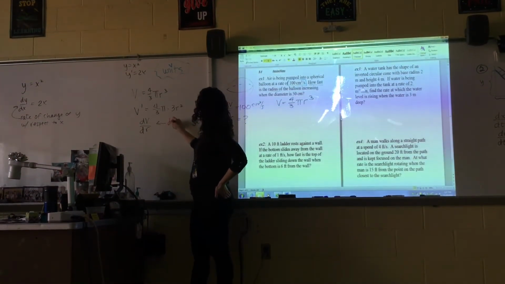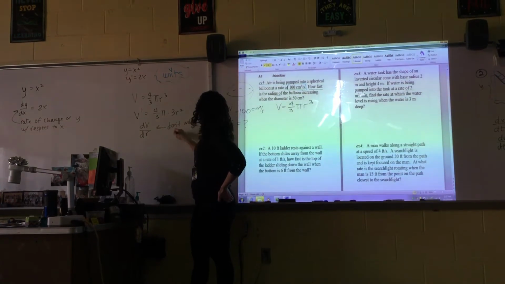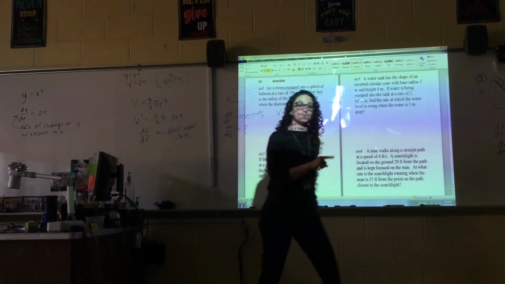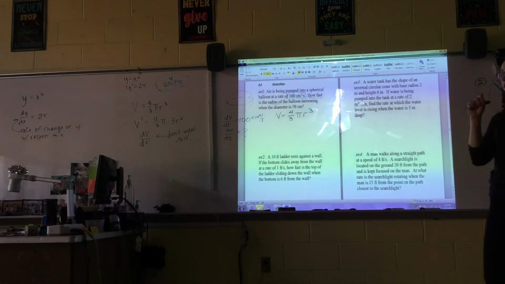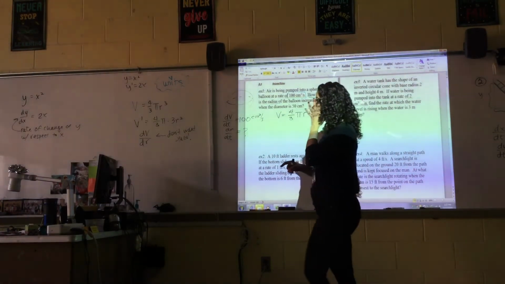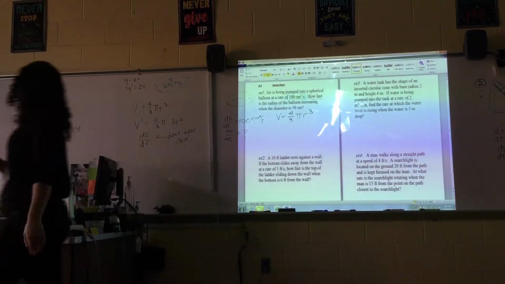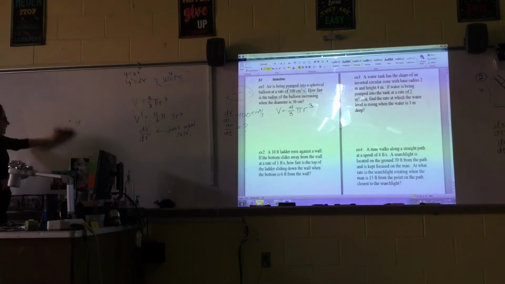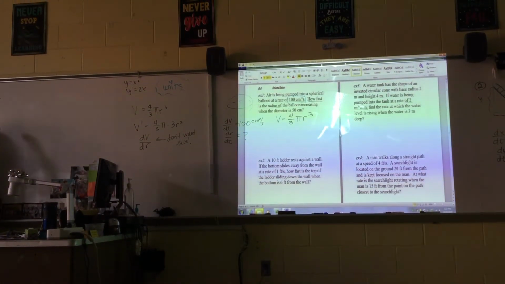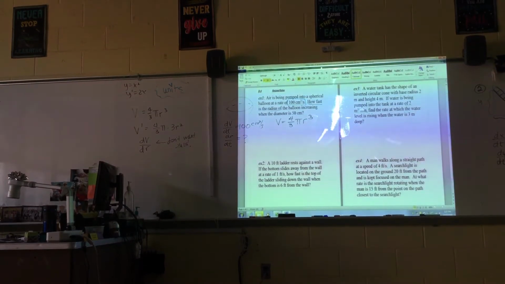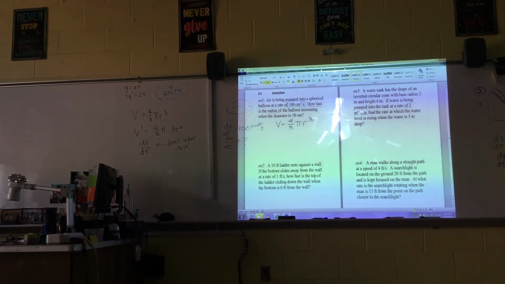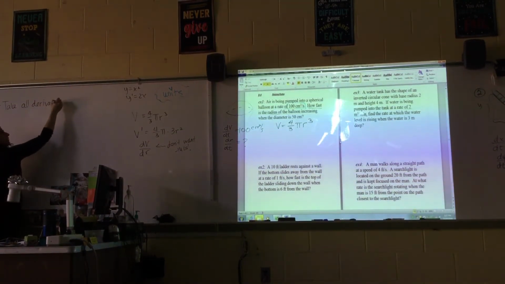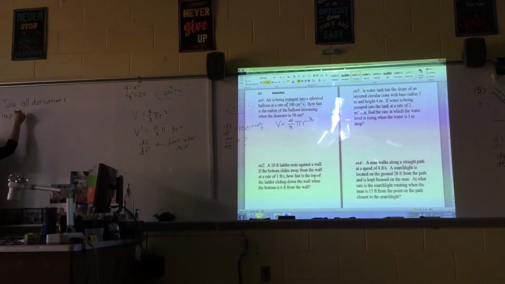I don't want this. This is not good for us. I don't want dV/dr. I want dV/dt, the rate of change with respect to time. I want to know how fast things are changing at a particular moment. So because this does not work for us, we're going to have to take all derivatives implicitly with respect to time.